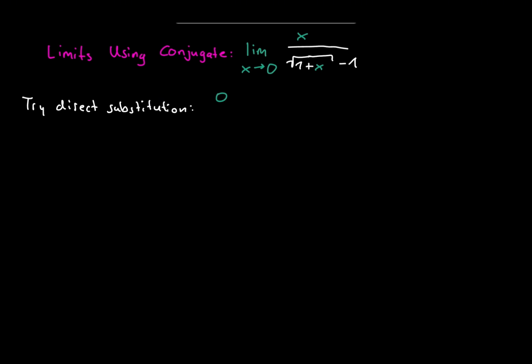Plug in x equals 0. We get 0 over 1 minus 1, which is 0 over 0. So again, we have an indeterminate form.